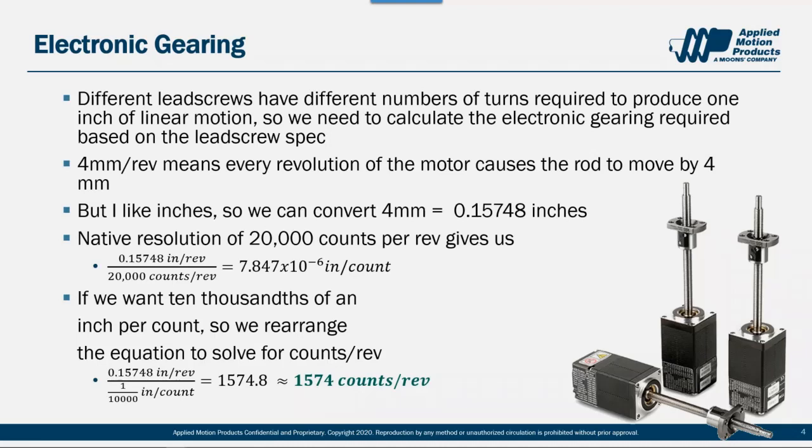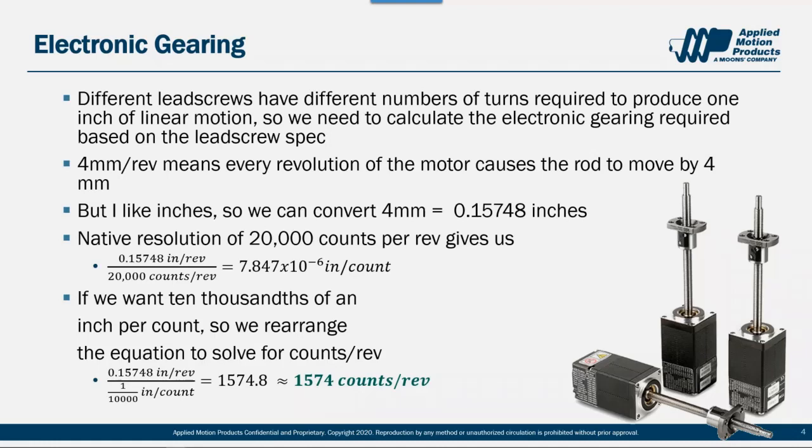That's not in any way, shape, or form a useful number for us. We want 10,000ths of an inch per count. So we can rearrange that equation to solve for counts per rev, and that gives us 1574.8 counts per rev, or approximately 1574.